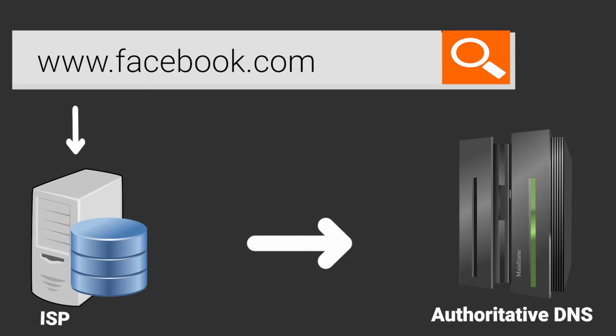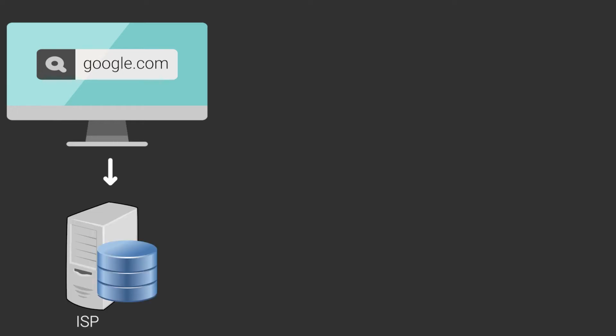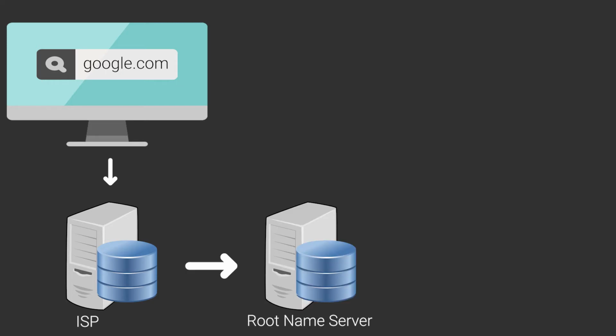So this is how it actually works. First, your computer asks IP address of, let's say, google.com. This request is sent to your ISP, which first checks this name server if it knows the address. If it does, then you get to the google.com. But if it doesn't know the address, name server redirects it to one of the root name servers to see if it knows the IP address.